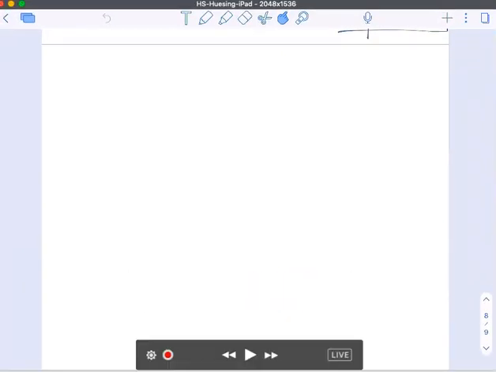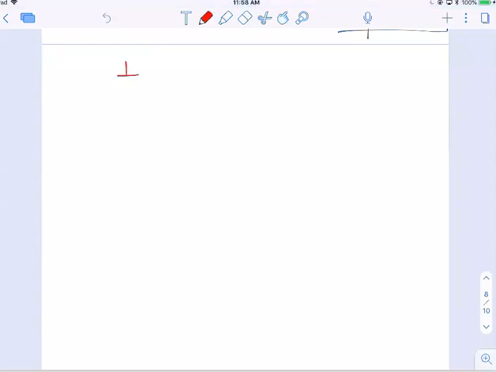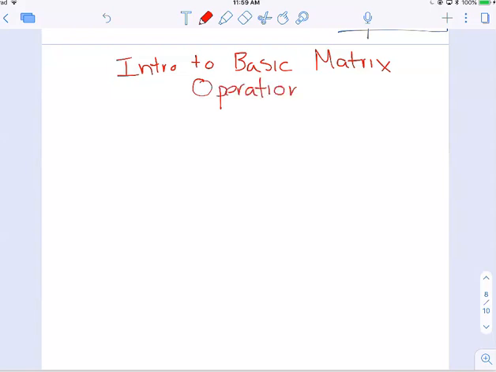Today we're going to start our new unit, and our new unit is matrices. So today we're going to do an intro to basic matrix operations. So what is a matrix? A matrix is a different way that we can organize information.